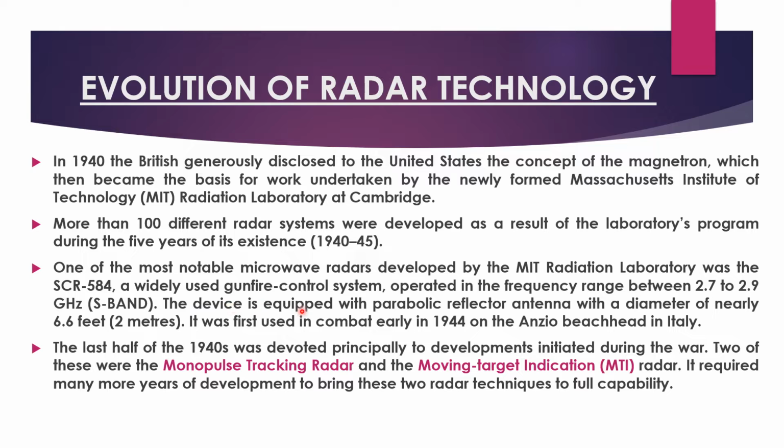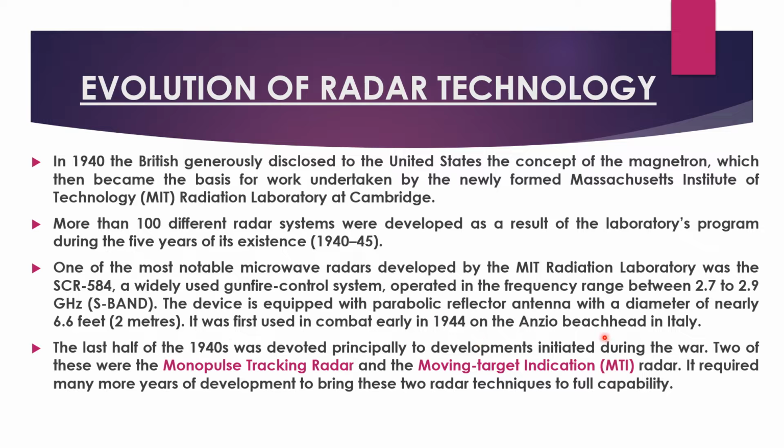It is a gunfire control system. This is operated in the frequency of 2.7 to 2.9 gigahertz, and this is the S-band frequency. This device is equipped with a parabolic reflector antenna with a diameter of about 2 meters. So it is used basically for detection purposes, and this antenna is fixed, but it can move its beam 360 degrees all around to track or scan the nearby areas.